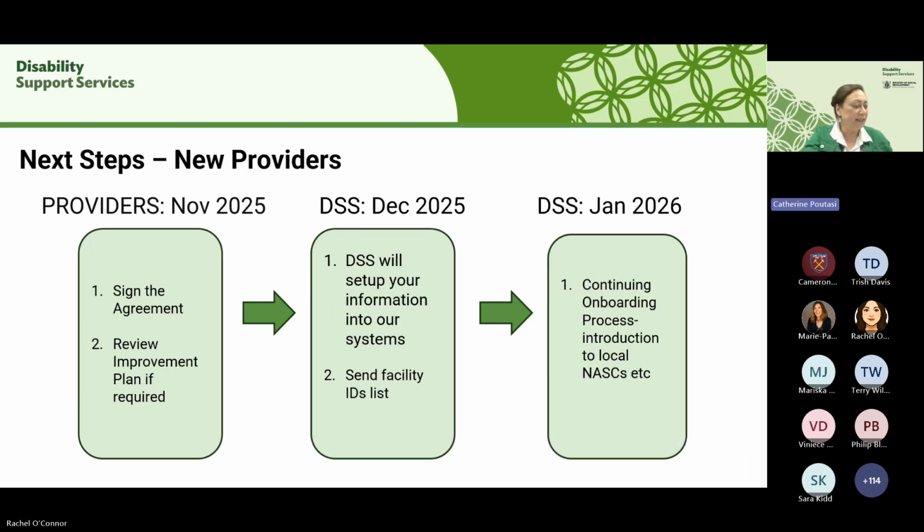For any new providers, welcome to Disability Support Services. Your agreements are coming. We are just completing some final pieces of work. In December, DSS will add your information into Socrates and will send you a facility ID list as well to complete. Socrates is our system to allocate a person to your services.